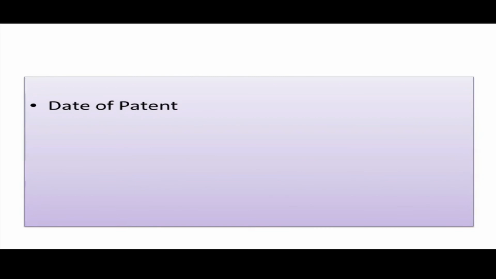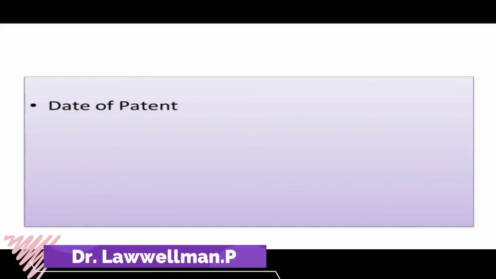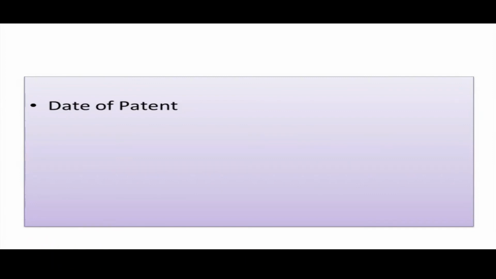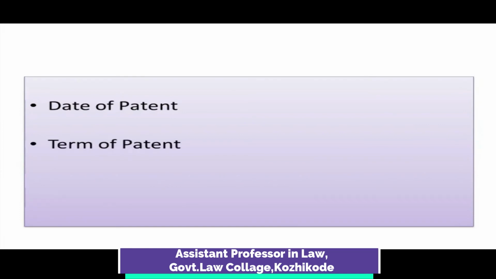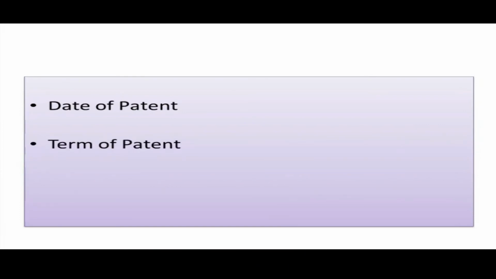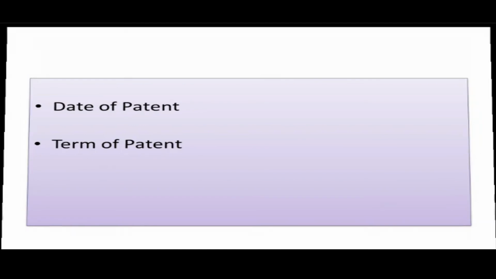So, in other words, you have a right as a patentee from the very date of your application, from the very date of priority. From the date of priority, you are a patent holder. You have got all the exclusive rights available to the patent from the very date of application, that is the date of patent. And the term of patent, as is already known, is 20 years from the date of patent, that is the date of application.